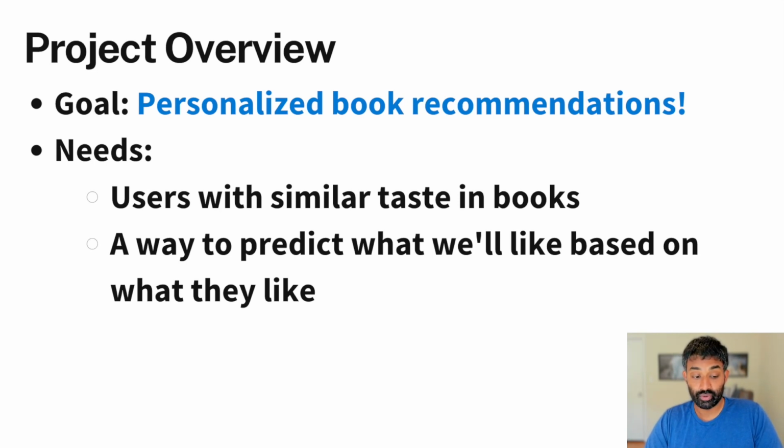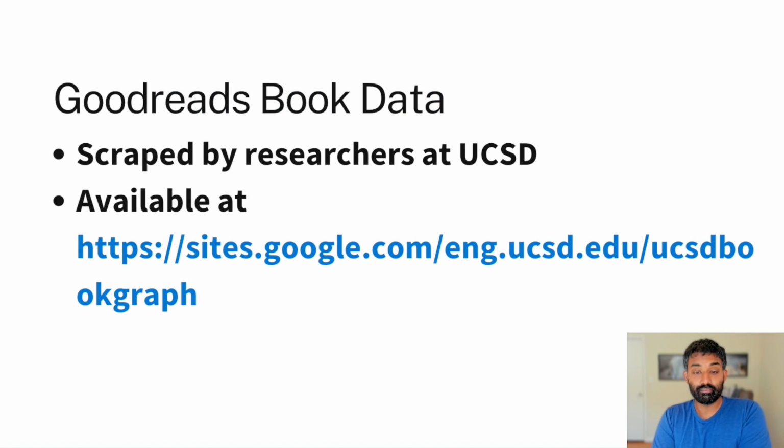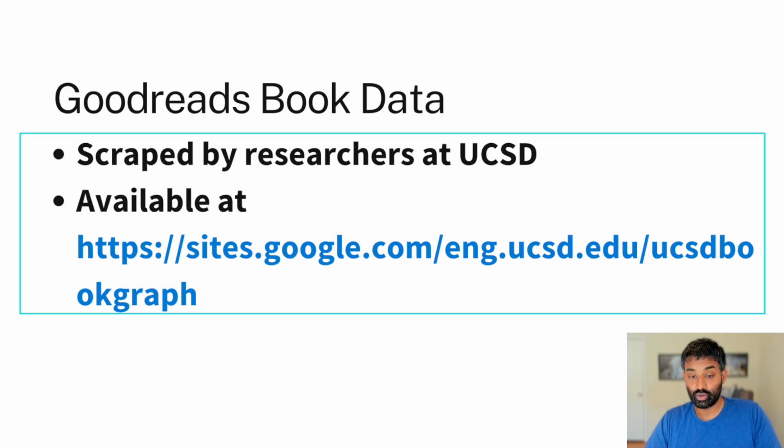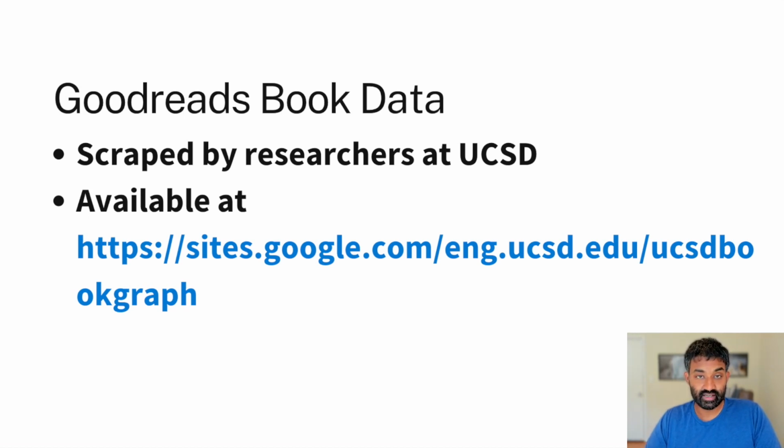So that's the overview. And as I mentioned, we'll be using book data from Goodreads. That data was scraped by researchers at UCSD, and it's available at this URL. I'll include links to the datasets in the video description, so you can go ahead and easily download them. There are three main data files we're going to use, and I'll walk through them very quickly.